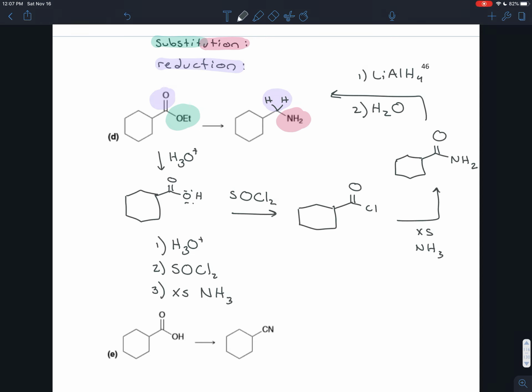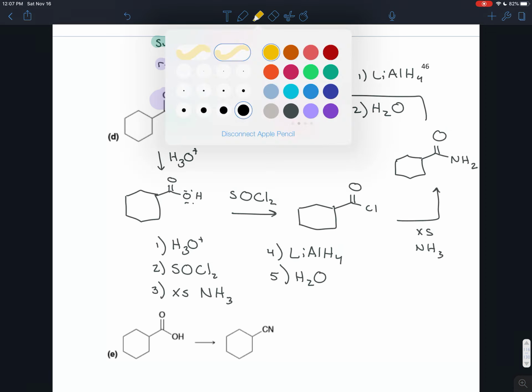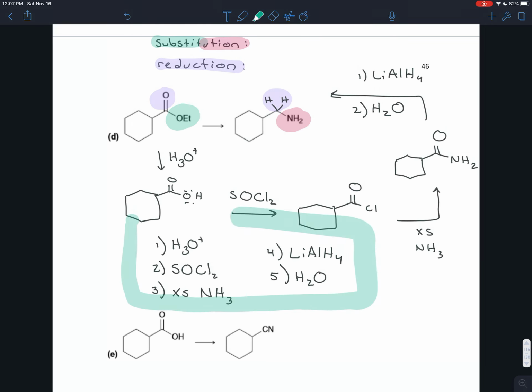Now that you have the amide, you just have to do the reduction. You can use a strong reducing agent like lithium aluminum hydride, and then just to make sure everything's stabilized, you do proton transfers with water. And so those 5 steps would be the 5 steps you'd need to take to make this transformation happen.